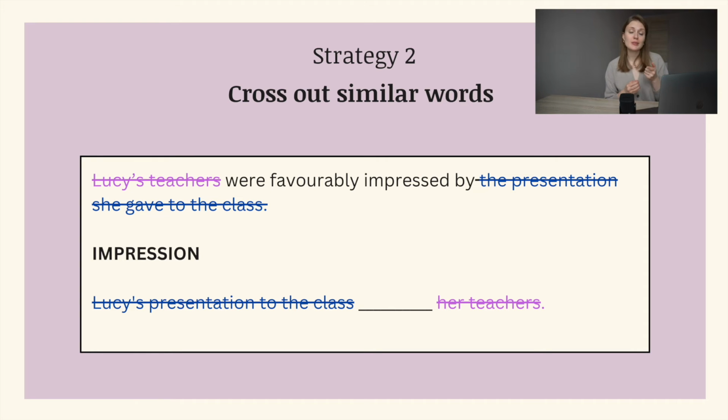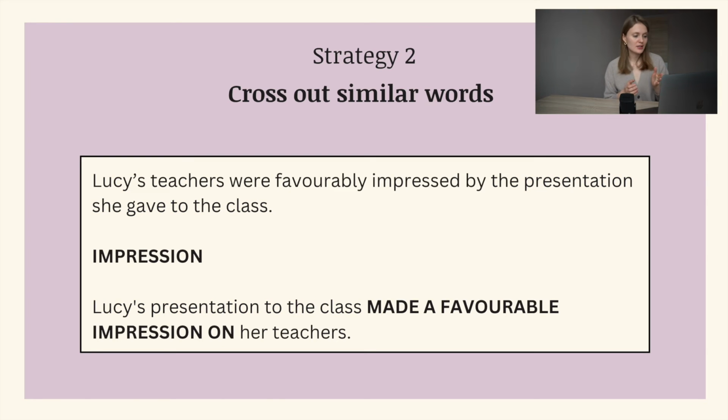Okay, what is left? Right, we're favorably impressed. Now let's look at the keyword, impression. Which collocation with the word impression can you think of? Which one will suit the context better? Right, to make a favorable impression on somebody. This is the one. Now let's put it in the gaps. Lucy's presentation to the class made a favorable impression on her teachers. Right, let's check. Have we used the keyword? Yes. Does the second sentence convey the same meaning? Yes. Do we stick to the word limit of 3 to 6 words? Yes, we have 5. Well done!